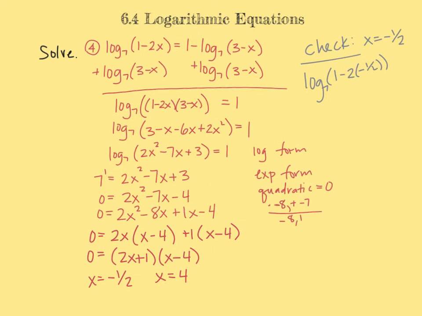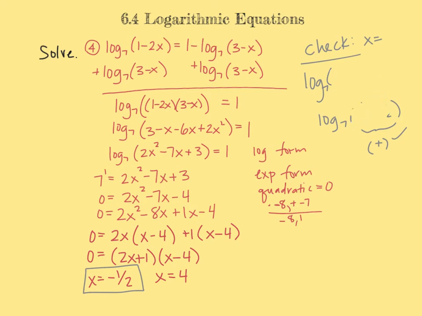Negative times a negative is positive, so it keeps what's on the inside here positive. So check. Then let's check the other log, log base 7 of 3 minus x, so 3 minus negative half. Yep, that's also a positive input there. So negative 1/2 is a viable solution. Next, we want to check x equals 4.